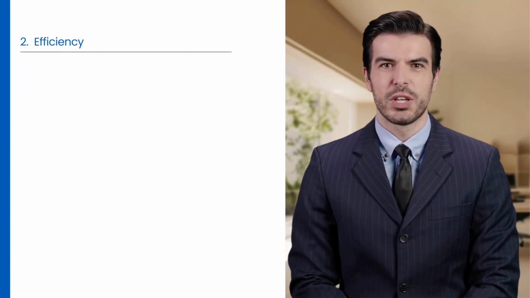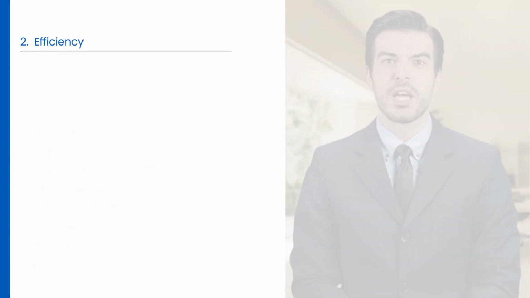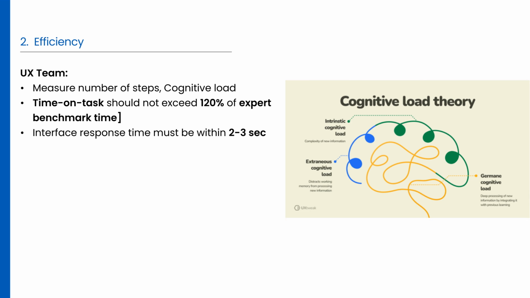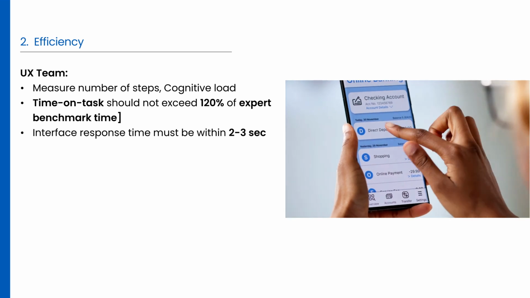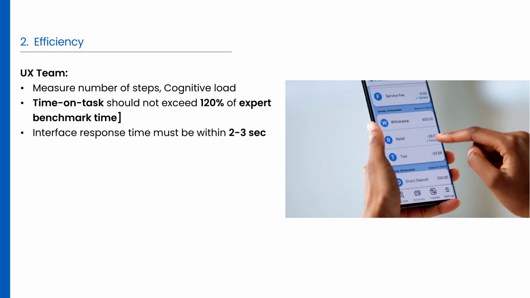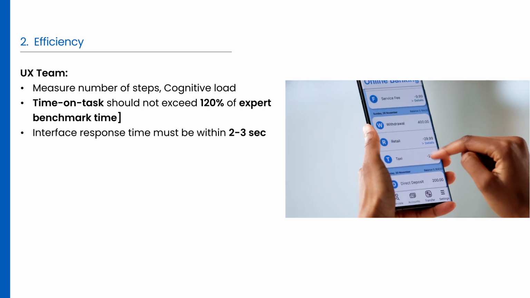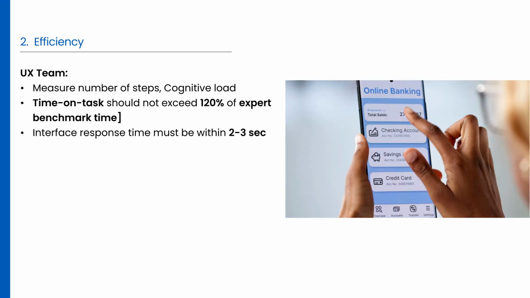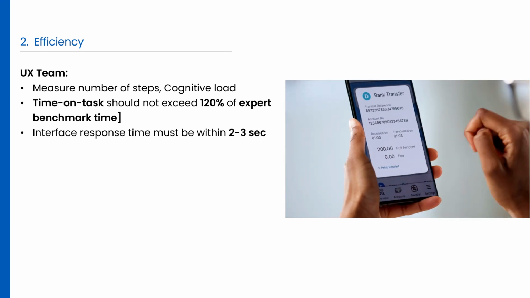Efficiency must ensure that users can complete tasks quickly with minimal effort and system delay. The UX team must measure time on task, number of steps, and cognitive load for all key interactions. Time on task must not exceed 120% of expert benchmark time. Expert benchmark time is calculated by averaging the time taken by multiple experts to complete the same task. Interface response time must remain within 2 to 3 seconds, and feedback within 100 milliseconds must be perceived as instant.